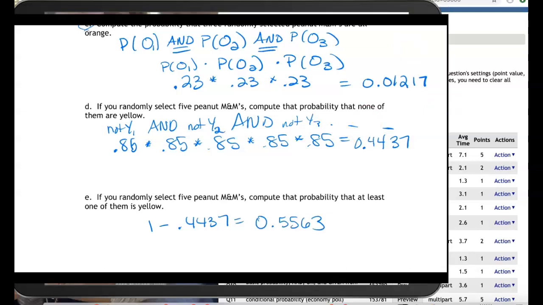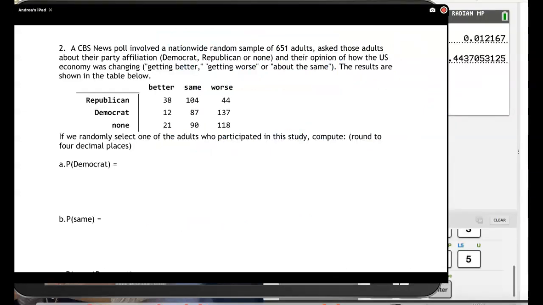Okay? Okay, let's look at the second one that actually gives us what's called a contingency table. The other video I did with the contingency table had, I think, whether a patient had a certain condition. This one is very similar to that. A CBS News poll involved a nationwide random sample of 651 adults. So that's our sample size, okay? 651 adults. Asked those adults about their party affiliation and their opinion of how the U.S. economy was changing. So the results are shown in this table.